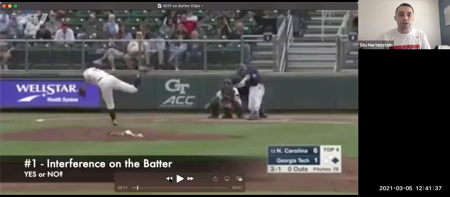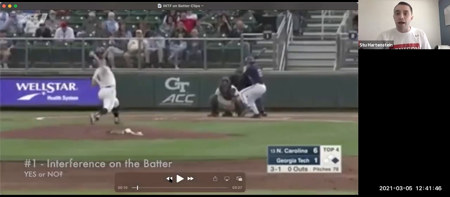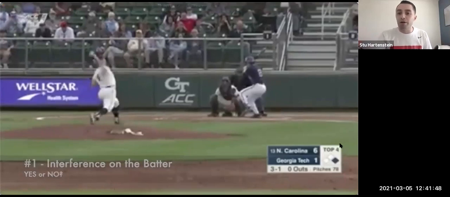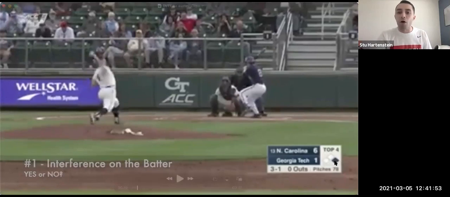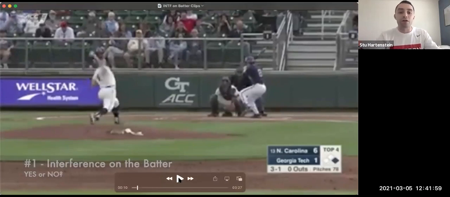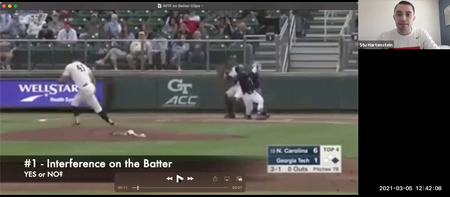As we take a look at them, we really just want to answer a simple question, and that is whether or not the play that we're going to see is interference, yes or no? And with that, it's also important to note at the bottom right-hand corner of the screen, or wherever it might be, the situation. So here we have R1 only, 3-1 count, which is also important here on the batter. Okay, so let's take a look at it here. We want to see if this is interference on the batter, yes or no, by the rules that we had. See if I can slow it down here for us so everybody sees it.